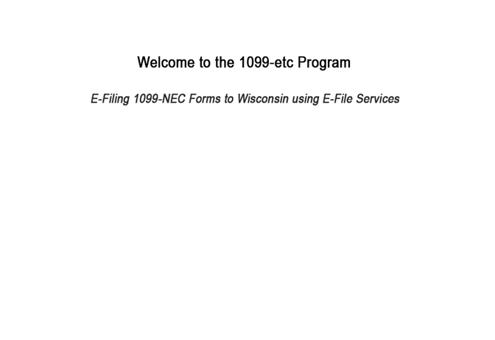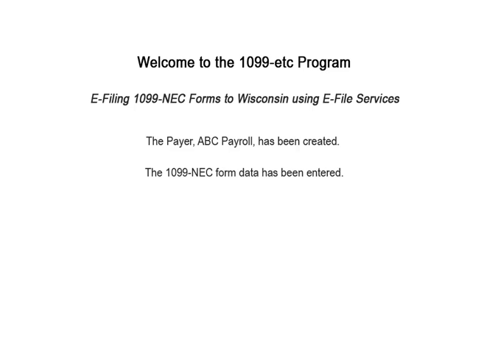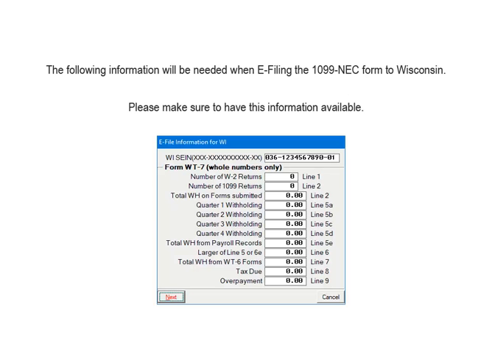This tutorial covers e-filing the 1099 NEC forms to Wisconsin using e-file services. To begin, the pair ABC payroll has been created, and the 1099 NEC form data has been entered. The following information will be needed when e-filing the 1099 NEC form to Wisconsin. Please make sure to have this information available.